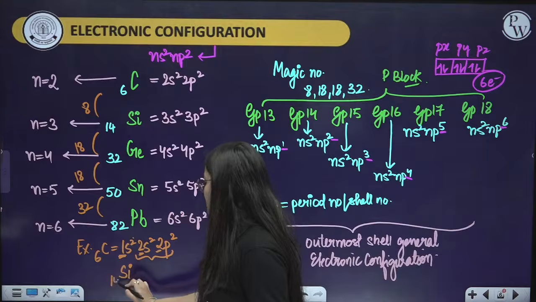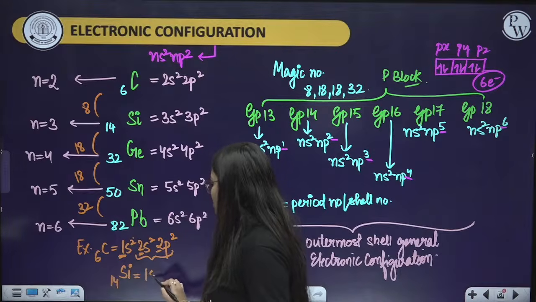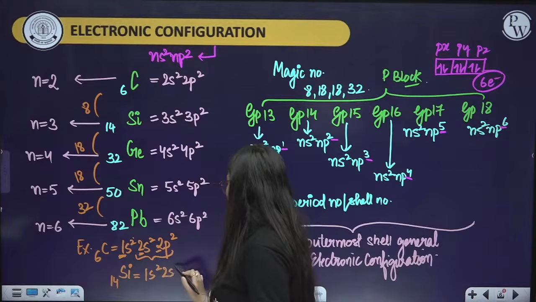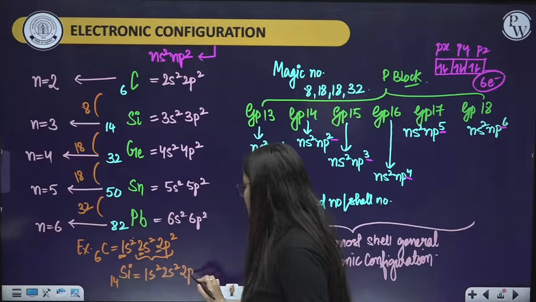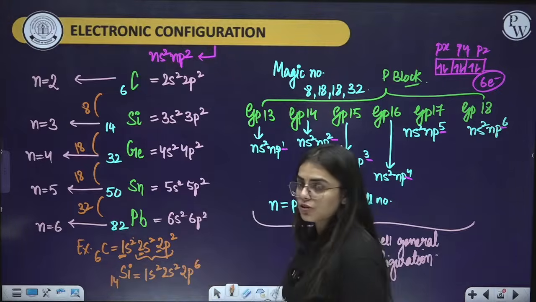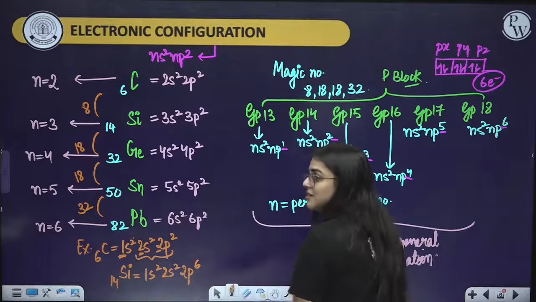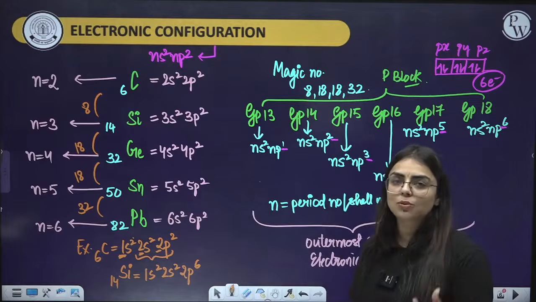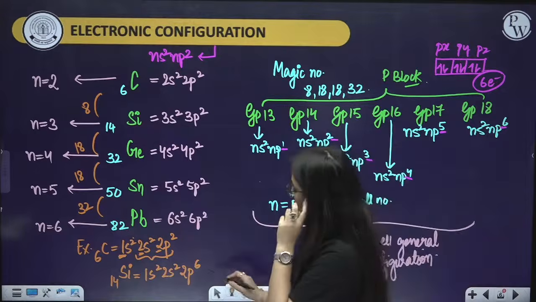Silicon has an atomic number, what ma'am? 14. So it is going to be 1s2, 2s2, now see 2p6, why? Because p can hold a maximum of 6 electrons. So 2 plus 2 is 4, 4 plus 6 comes out to be what ma'am? 4 plus 6 comes out to be 10. After 10, students, we have what?